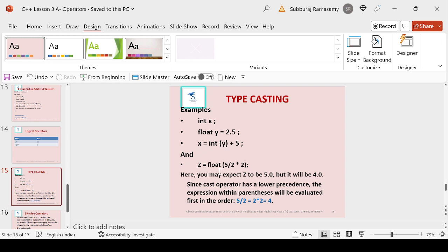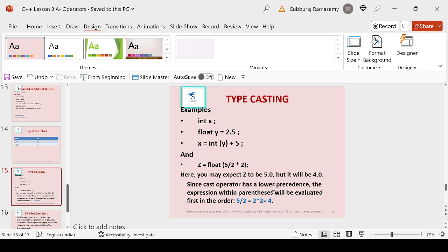And the result is float of 5 by 2, into 2. 5 by 2 will be 2, into 2 will be 4. We are typecasting this expression to float. 5 by 2 is 2.5? No, this is a very tricky problem here. Since the cast operator has lower precedence, the casting will come later. So 5 by 2, you will get only 2, because both are integers. And 2 into 2 is 4. And when you come to float, you will get 4.0.